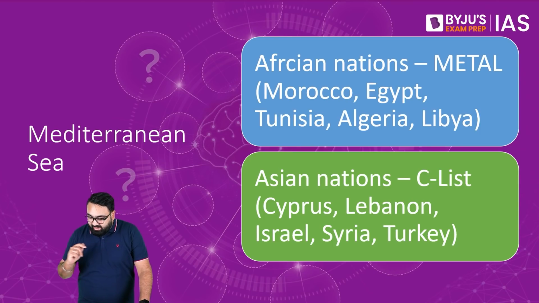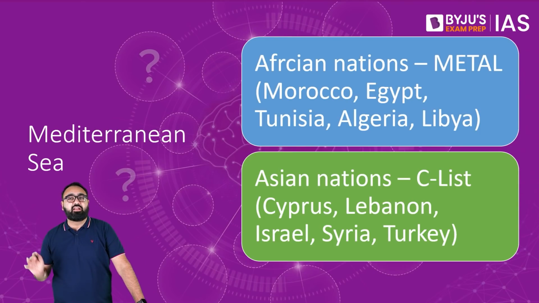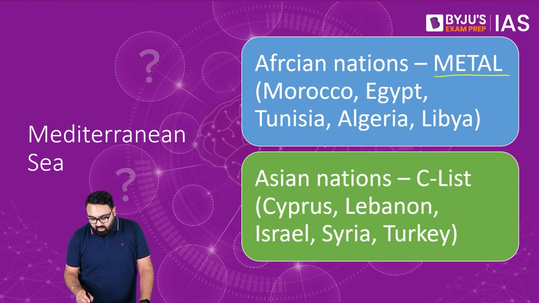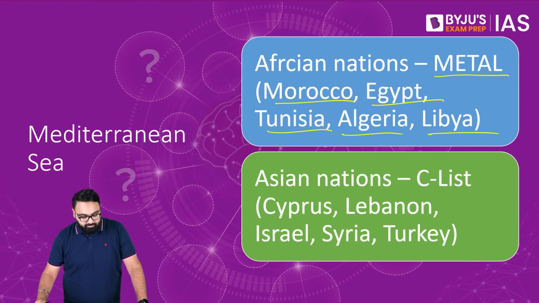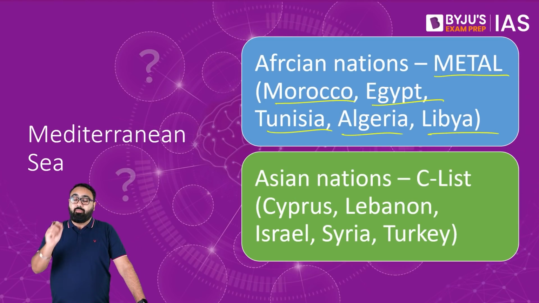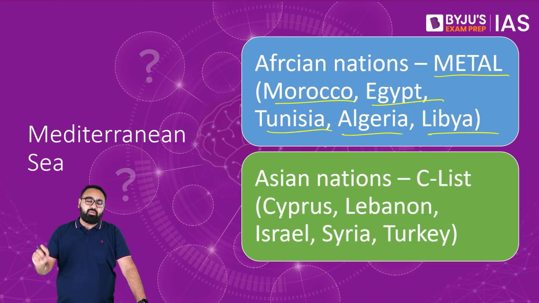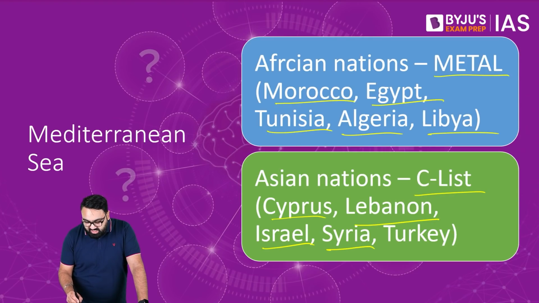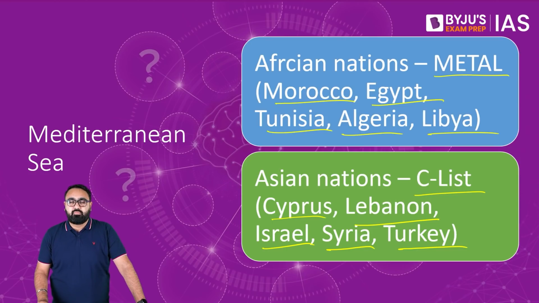For instance, if you need to remember just the African nations, the simple word is metal, M-E-T-A-L. Morocco, Egypt, Tunisia, Algeria, and Libya. These are the nations from Africa that surround the Mediterranean Sea. Similarly, from Asia, remember sea list: Cyprus, Lebanon, Israel, Syria, and Turkey.